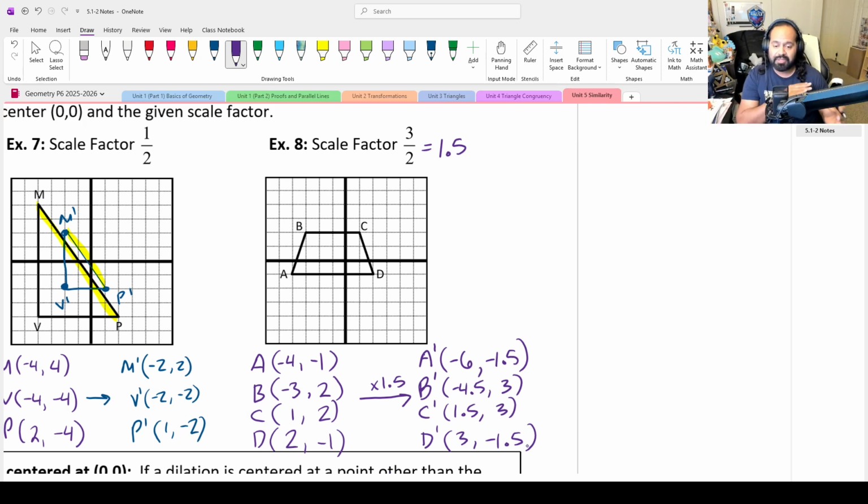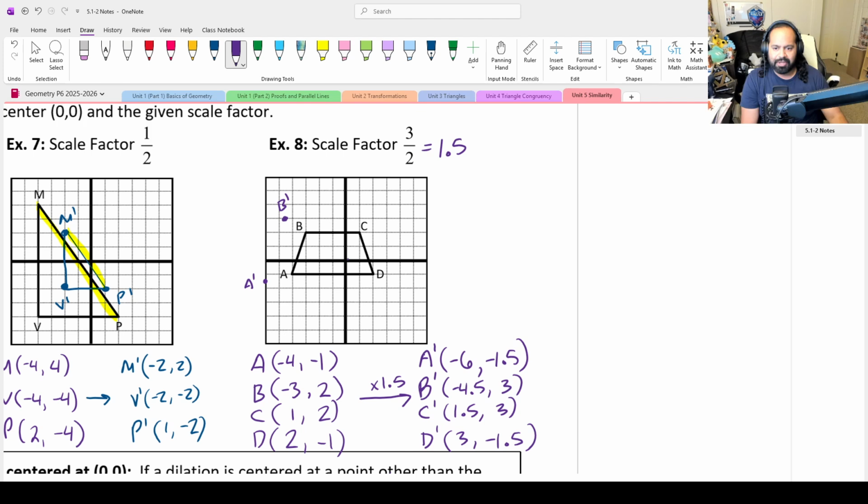So now let's go ahead and plot these. So A prime will be at (-6, -1.5). So there's my -6 here. But then I got to go down 1.5. So this spot right there, halfway down the square, that's your A prime. Then I go to B prime. So that's going to be at negative 4.5. 1, 2, 3, 4 and a half. And then we go up 3. 1, 2, 3. So there's our good old B prime.